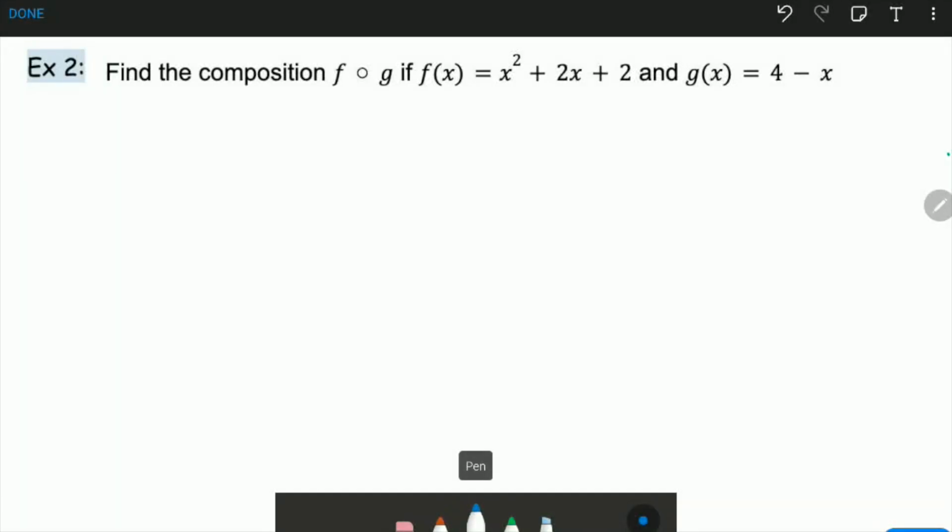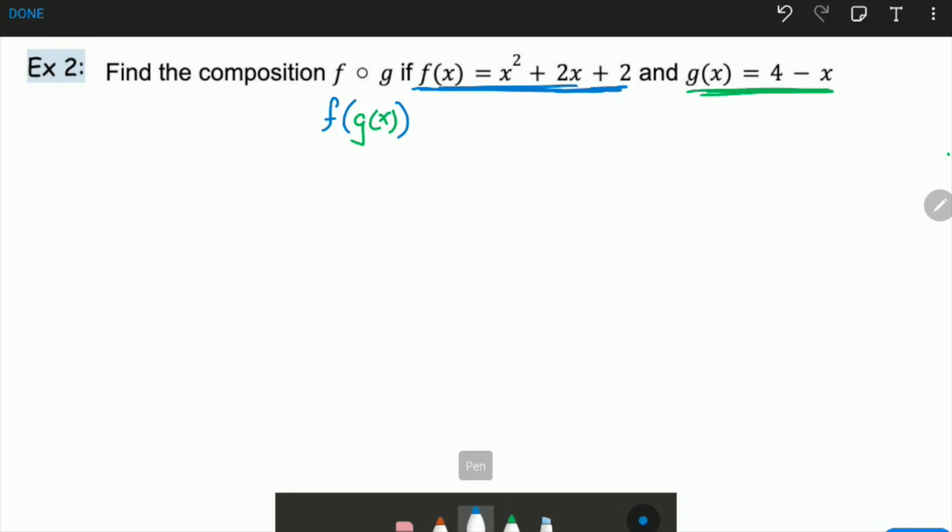Okay, in this example, we're asked to find the composition of f with g, with the function f of x equals x squared plus 2x plus 2 and the function g of x equals 4 minus x. Finding the composition of f with g means we're finding f of g of x. I'm going to color code my setup, with f of x being my blue one and g of x being my green one.